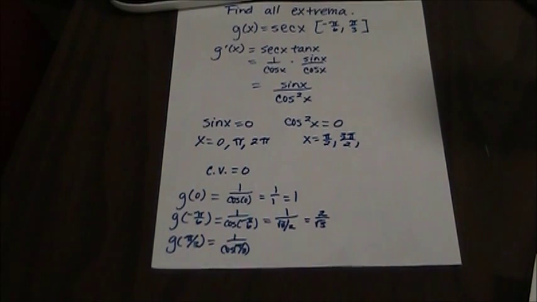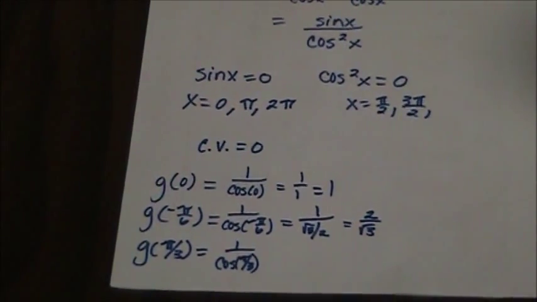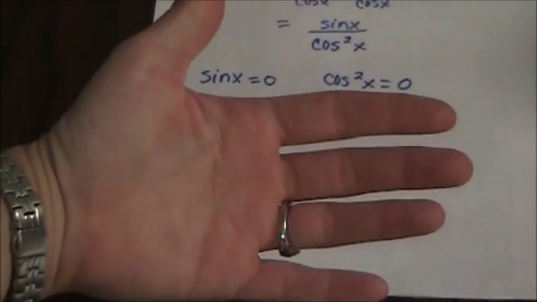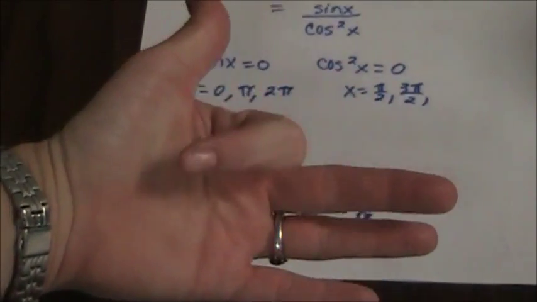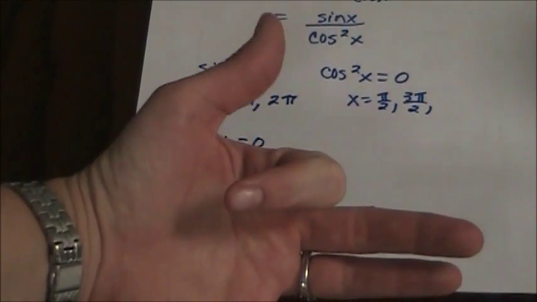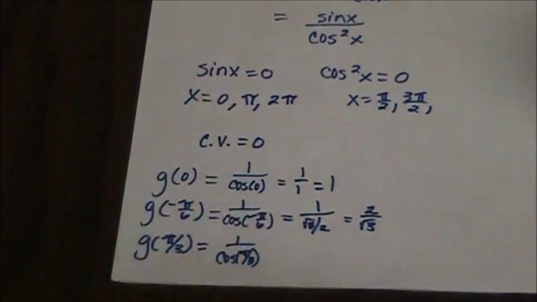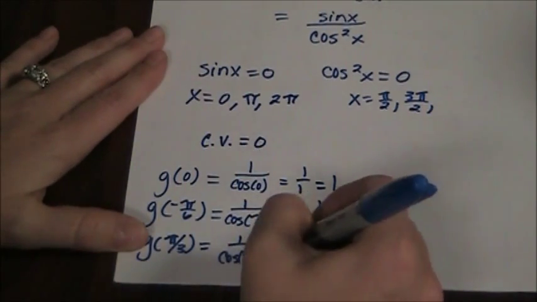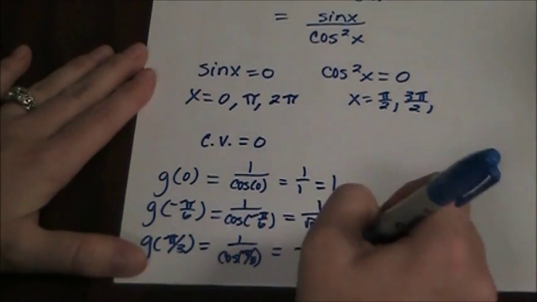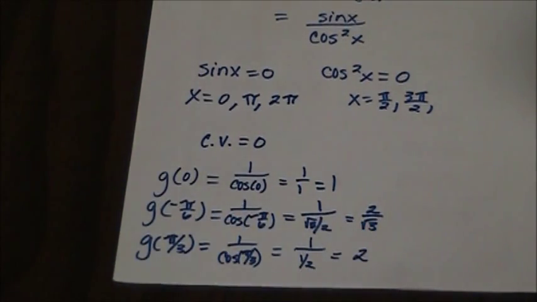And then my last one, which would be cosine of pi over 3. Well, if I'm using my hand trick, pi over 3 is this finger. So cosine would be the number of fingers on top. So it would be square root of 1 over 2, which is just 1 over 2. So this would be equal to 1 over 1 over 2. And again, dividing by 1/2 is the same thing as multiplying by 2 over 1. So that would just make this equal to 2.